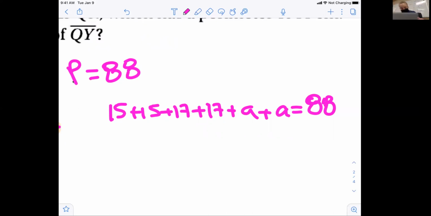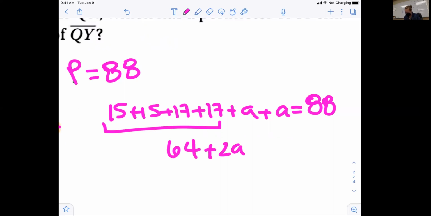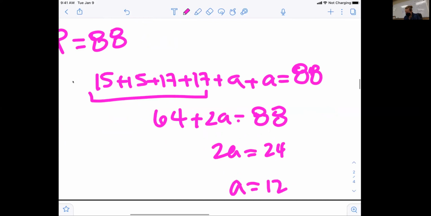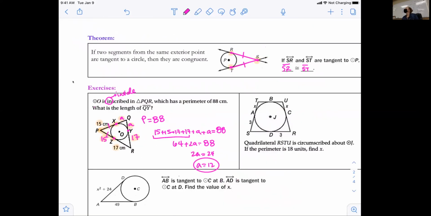All right, so 15 plus 15 plus 17 plus 17, I believe that's 64, plus 2A equals 88. Then I minus 64, and I believe I get 24. And then I divide by 2, and I get 12. So length of QA is 12.